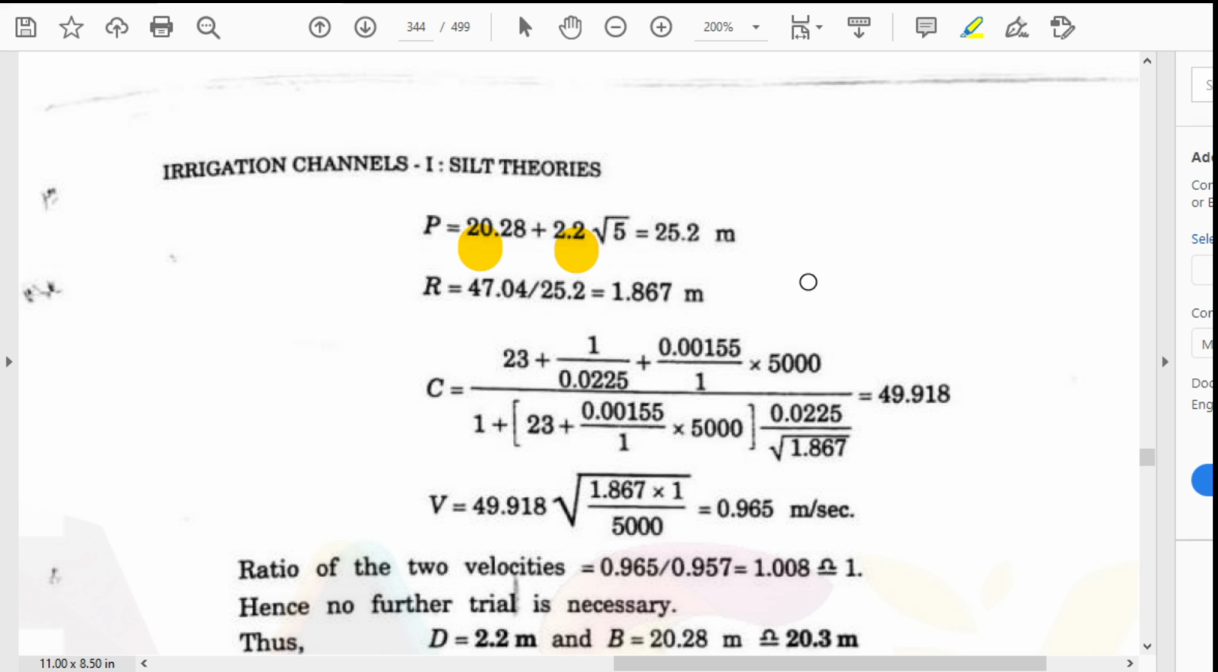Now the R value, which is hydraulic mean depth or hydraulic radius, by using area and perimeter. Area is 47.07 and the perimeter we have calculated as 25.2. So the hydraulic mean depth will be area upon perimeter, which is 1.867.